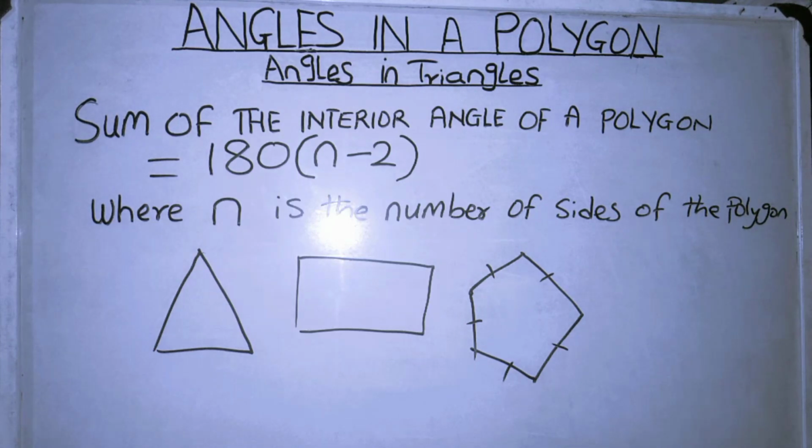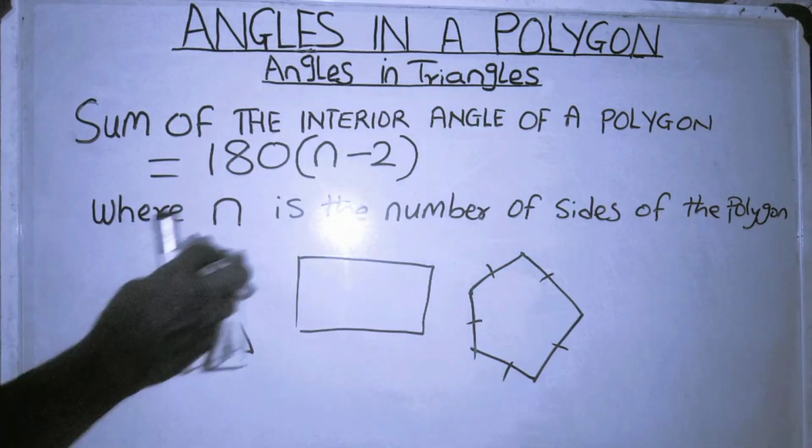The one with six sides is called hexagon. The one with seven sides is called heptagon. The one with eight sides is called octagon. The one with nine sides is called nonagon. And the one with 10 sides is called decagon. And so many other kinds of polygons. So today we shall be looking at the number one polygon here, which is triangle.